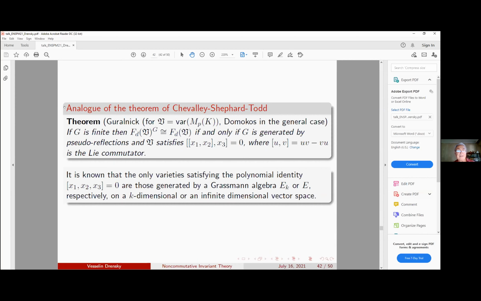So if you consider the analog of the theorem of Chevalley-Shephard-Todd, Kharchenko has a negative result about generic matrices. Matej Domokos has this in the general case, that for a finite group, the algebra of invariants of the relatively free algebra is isomorphic to a relatively free algebra if and only if the group is generated by pseudo-reflections and the variety satisfies a commutator of string 3. So this means that the variety is either generated by the Grassmann algebra or by the Grassmann algebra of a finite dimensional vector space.